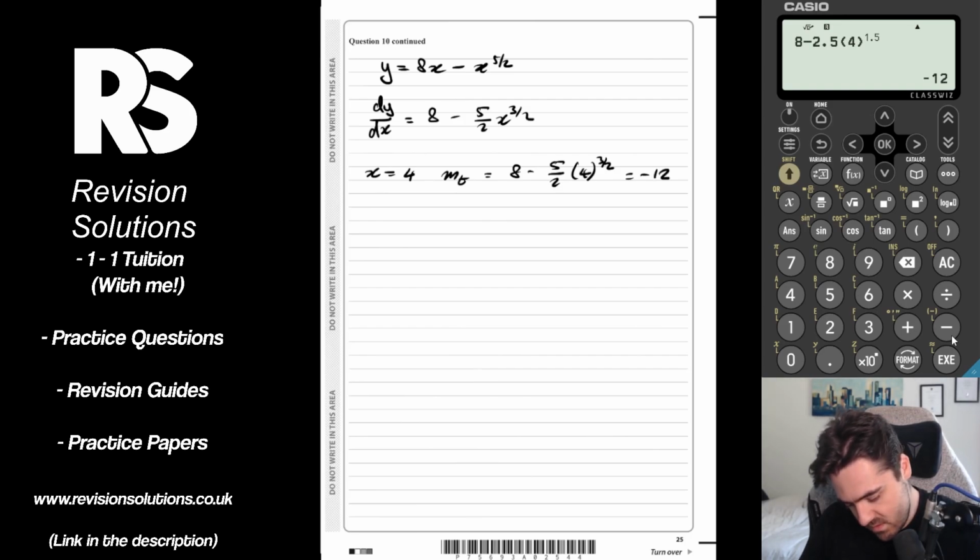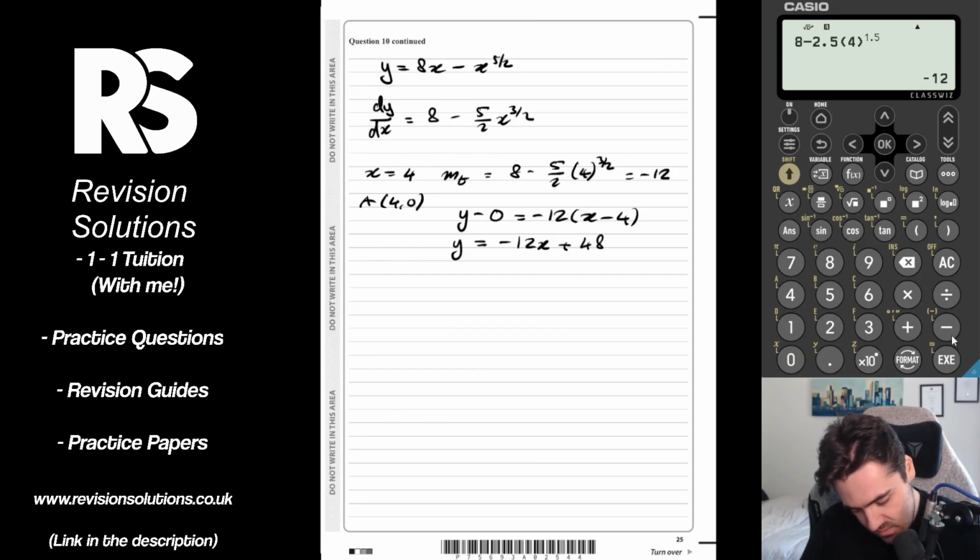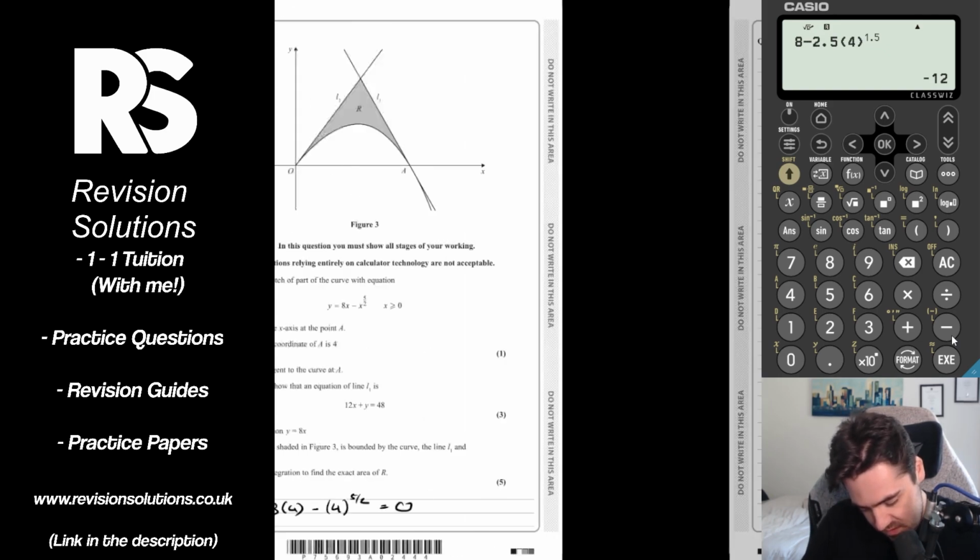And then we know that the point A was actually 4, 0. So if we'd like the equation, let's use y minus 0 equals minus 12 times x minus 4. That's going to be y equals minus 12x plus 12 times 4 is 48. So we would get y plus 12x equals 48, which is what they asked for.